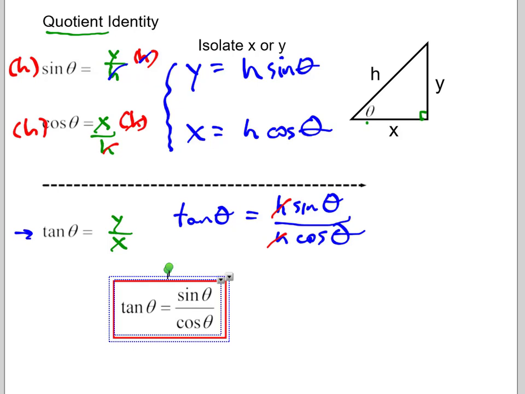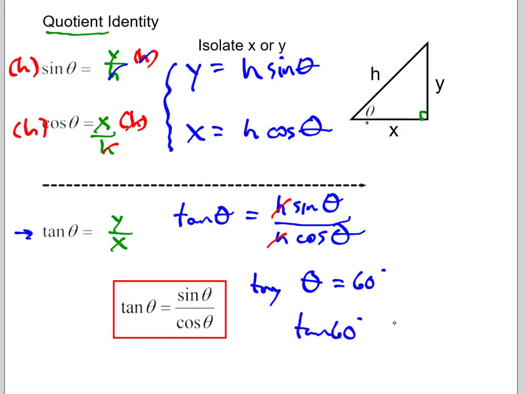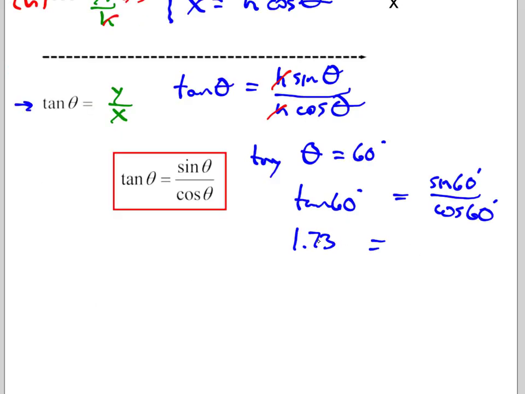If you want to do a quick little test, take a theta value and substitute it in. So try theta equals 60 degrees. So tan 60 should be equal to sine 60 divided by cos 60. So take a second and punch it in your calculator and see what you get. Okay, so I punched in tan 60 into my calculator, I get 1.73. I punch in sine 60 over cos 60, and big surprise, I get 1.73. Okay, and you can do that with any angle because this is a true statement.